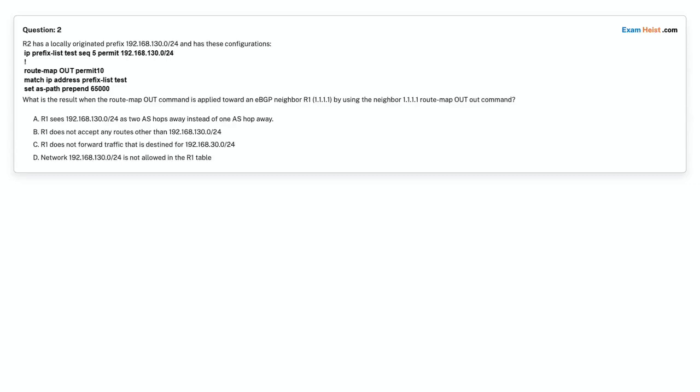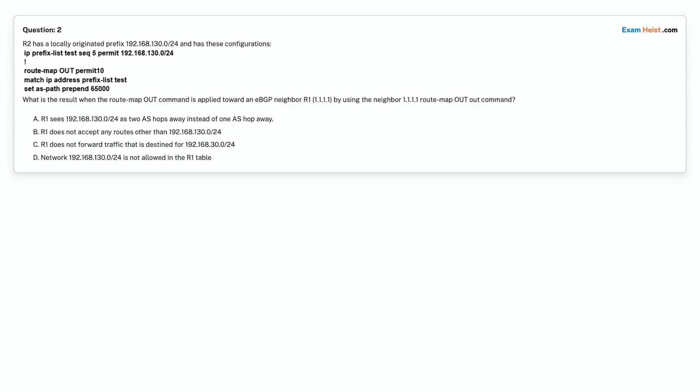Question 2. R2 has a locally originated prefix 192.168.130.0/24 and has these configurations. What is the result when the route-map out command is applied toward an eBGP neighbor R1 1.1.1.1, by using the neighbor 1.1.1.1 route-map out command?